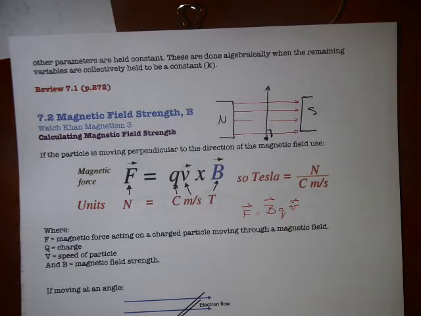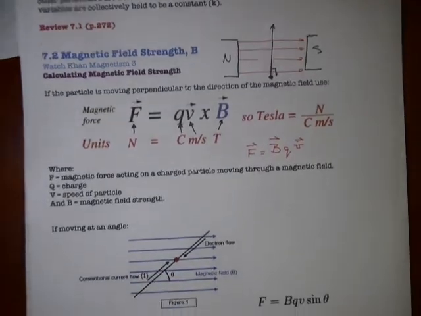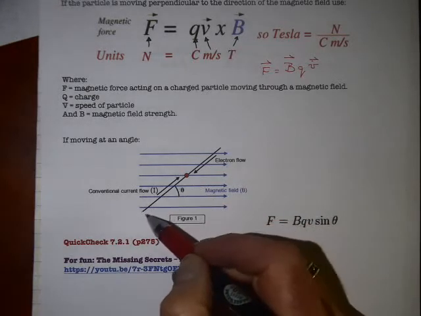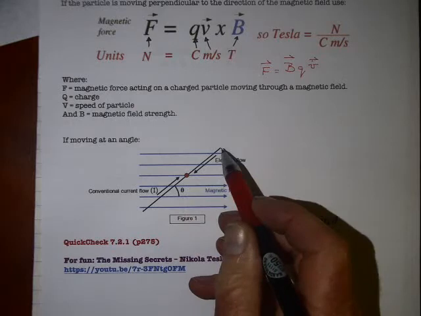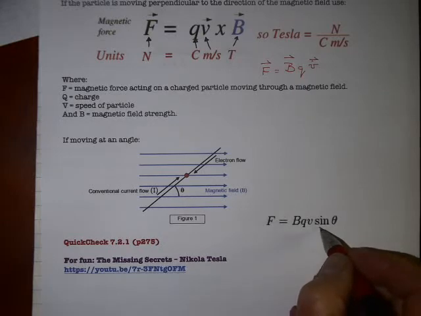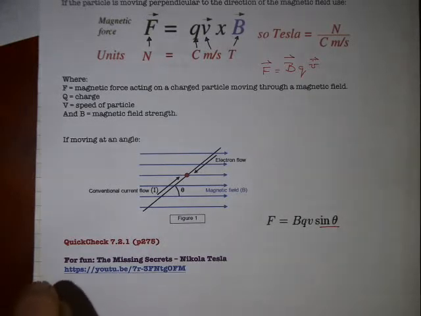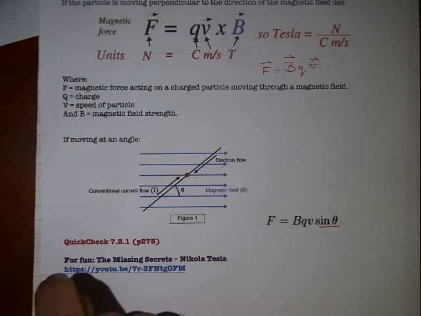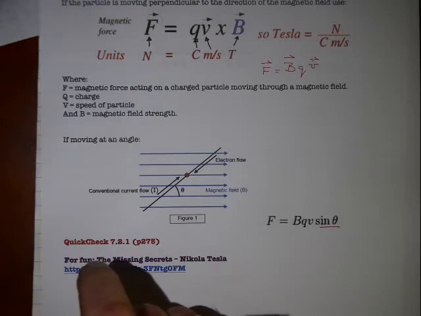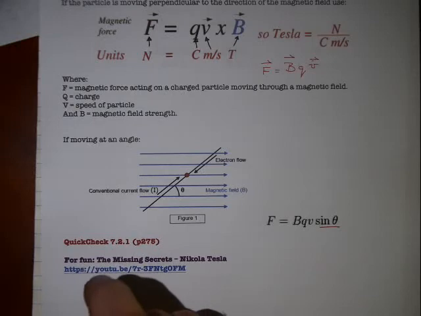That means that if you have this whole thing at an angle, if the particle is moving at an angle, then you have to invoke the sine to account for the direction. Well, I guess you could be asked to solve for theta, but the force is going to be affected by the angle of the particle moving through it. We'll talk about wires later.